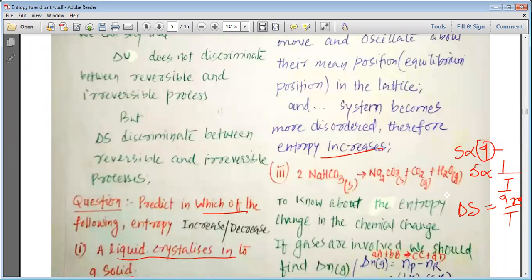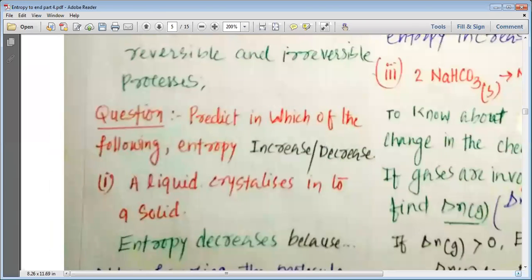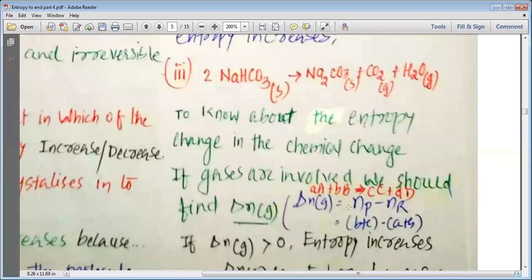Now we want to study about the entropy change in chemical reactions. To understand the entropy change in chemical reactions, I have suggested that suppose you have a reaction that is a mole of A plus b mole of B, that gives c mole of C plus d mole of D. Suppose this is your chemical reaction. So here a and b are the stoichiometric coefficients of reactants, and c and d are the stoichiometric coefficients of products. So you write that delta N gas is equal to Np minus Nr.